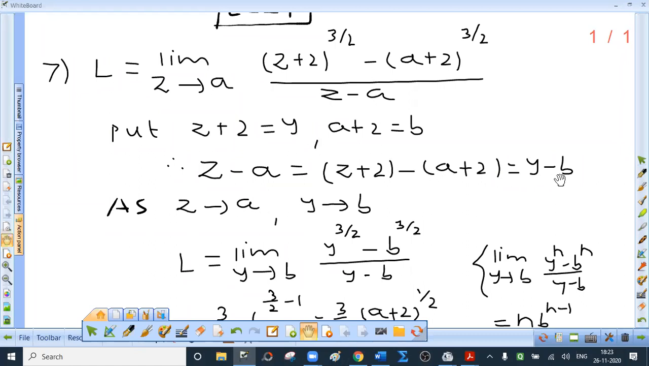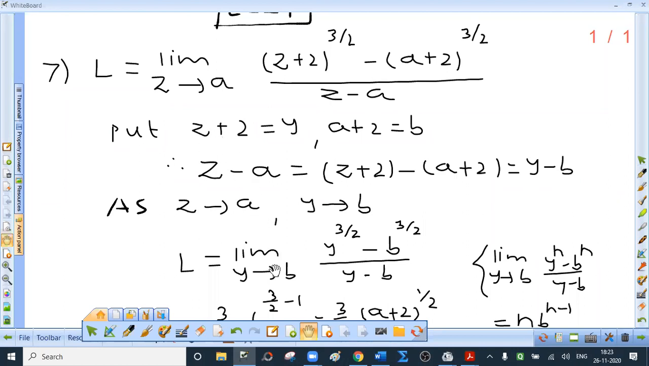Now, when we use substitution, we must obtain tending value of new variable. As z tends to a, put z equal to a. We get a minus a, that is 0. So 0 equal to y minus b, means y equal to b. But a is tending value of z, so b is tending value of y. I repeat this. As z tends to a, what happens? Y minus b will tend to a minus a, that is 0. Means y will tend to b.